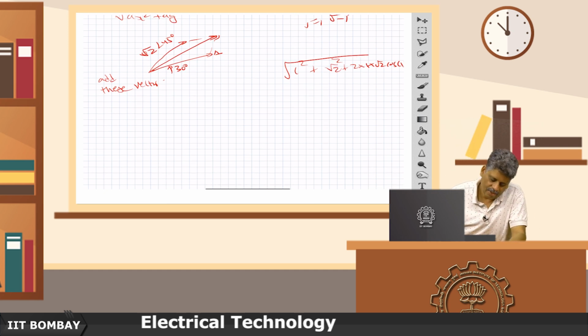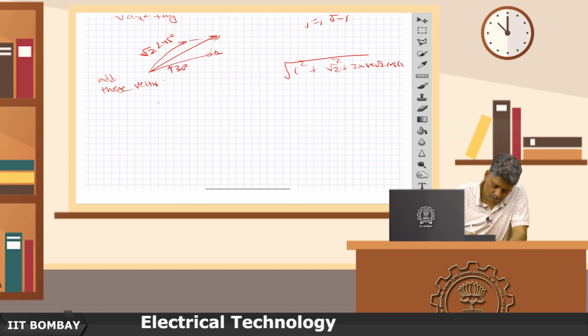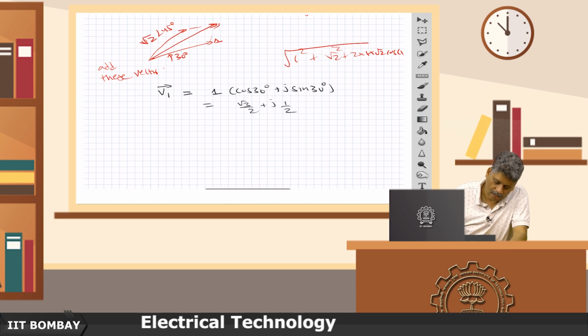Instead of that, what we will do is write the first vector v1 as 1 cos 30 degrees plus j sin 30 degrees, or in other words, root 3 by 2 plus j times half.